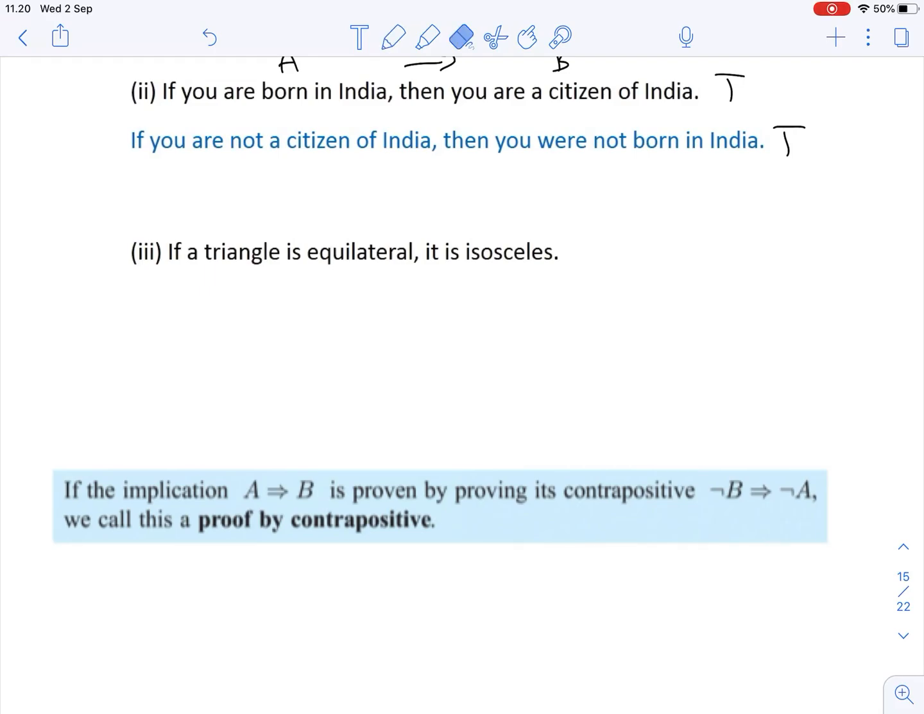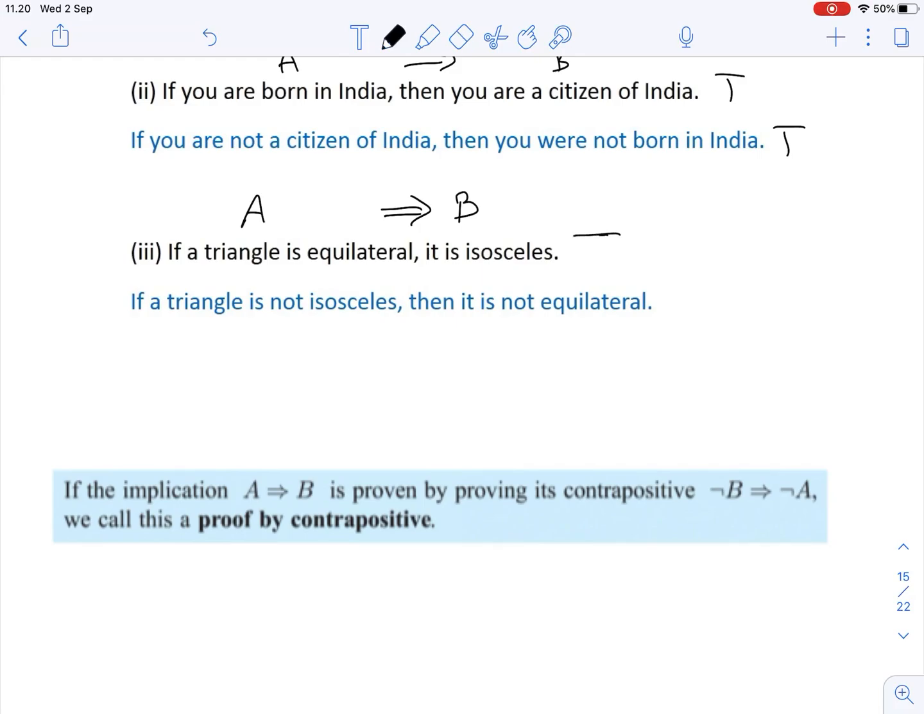Next, if a triangle is equilateral, it is isosceles. Again, A implies B. And then the contrapositive: if a triangle is not isosceles, then it is not equilateral. Both statements are valid.